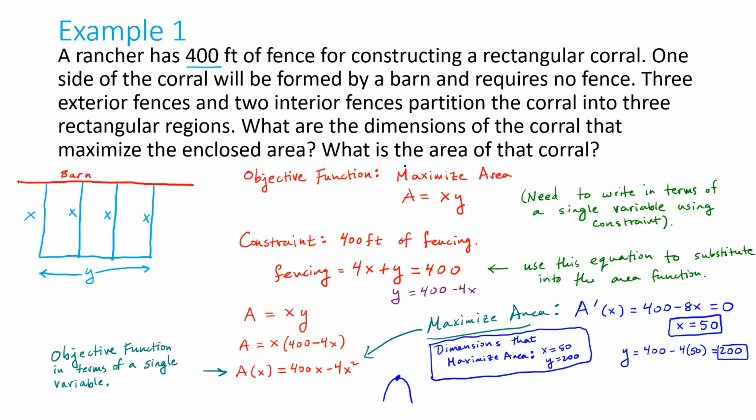And then the second part is, what is the area of that corral? Well, then we can just find the area, which is 50 times 200, so 10,000 square feet. So that's the actual maximum area.